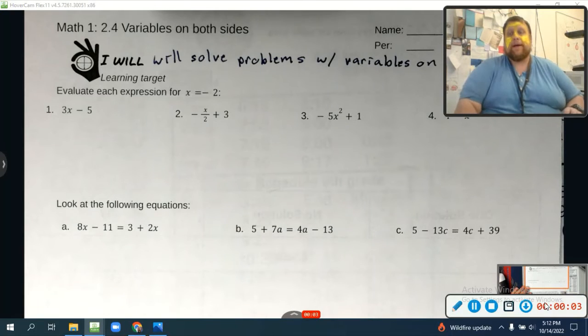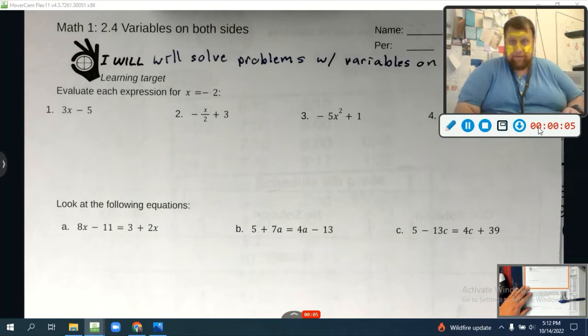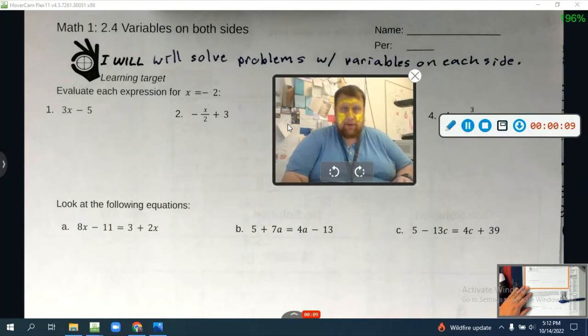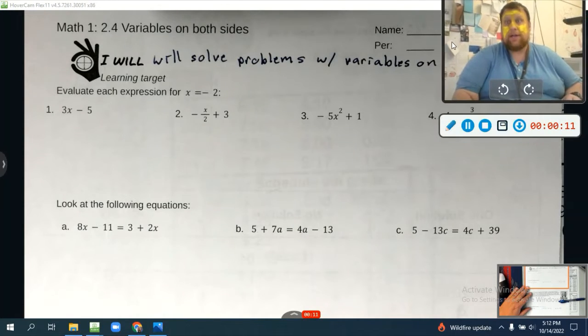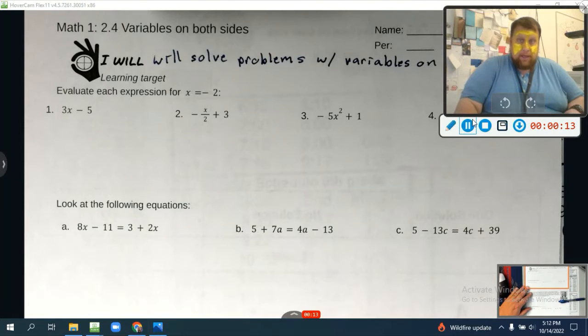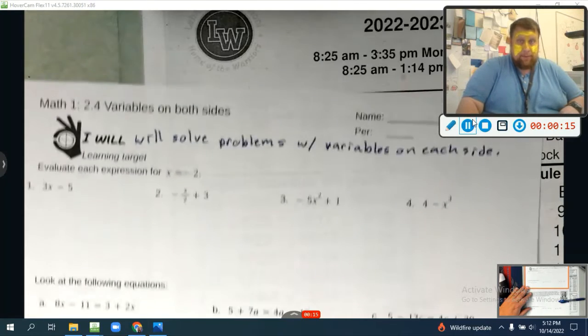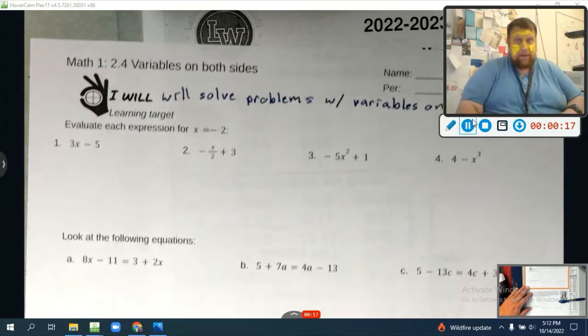All right, we're here to cover 2.4, variables on both sides. And your learning target today is: I will solve problems with variables on each side. Look at that. Make sure you write that down. Pause it if you need to. All right, there we go.